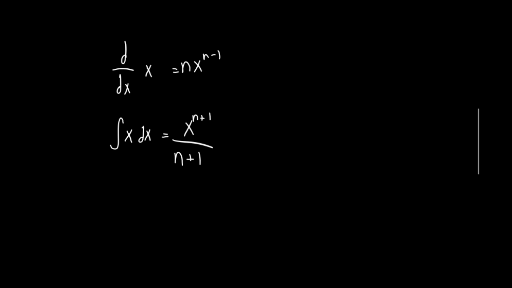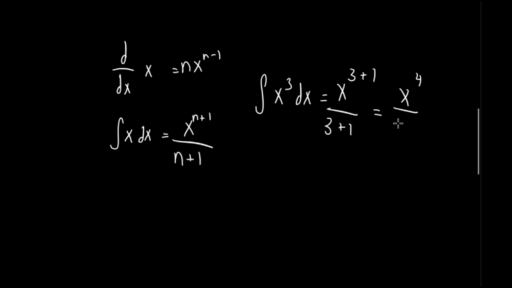For example, if you have the integral of x cubed, we're going to add 1 to the exponent, and this will give us 4. So then we have x to the power 4 divided by 4. And you can always verify that this is correct by taking the derivative of this. We do the derivative of x to the power 4 over 4, and we get 4x cubed over 4. The 4s cancel out, and we're left with x cubed. We can see it's the same.